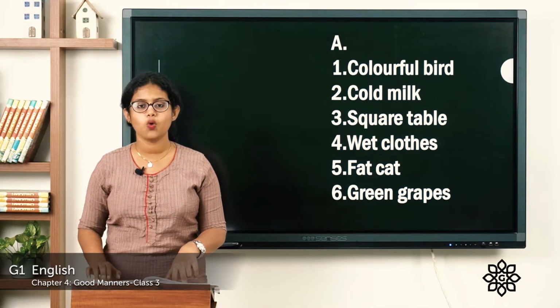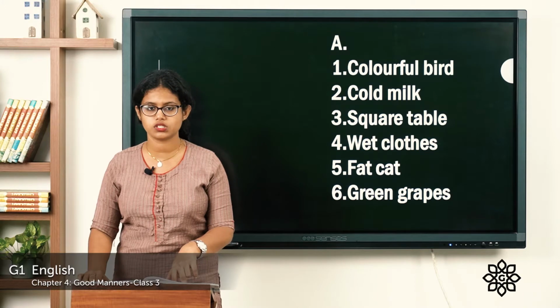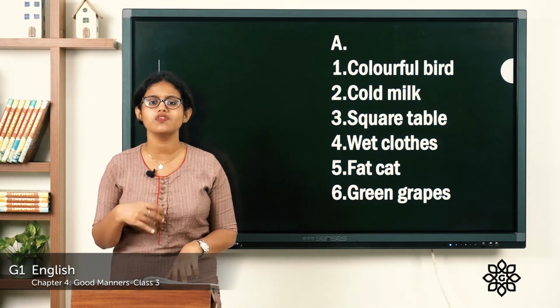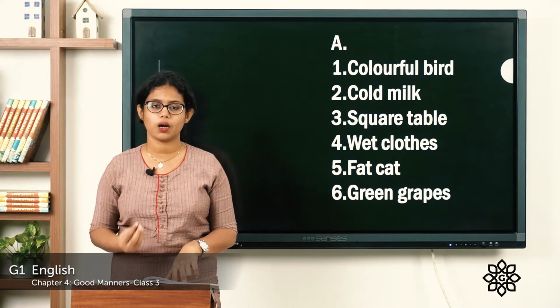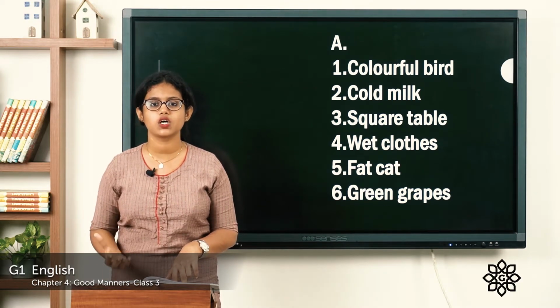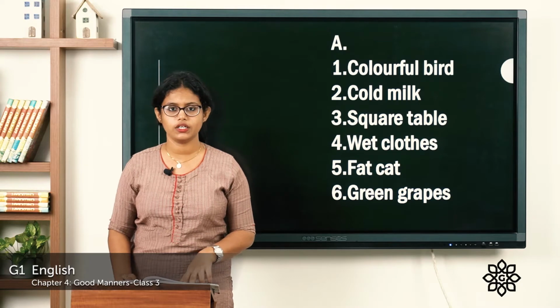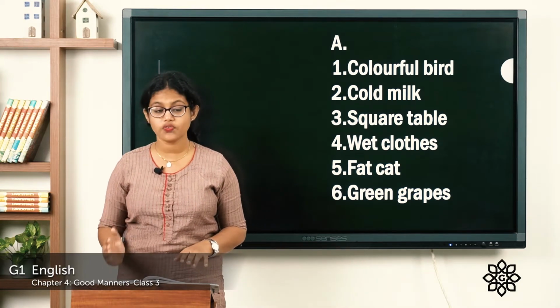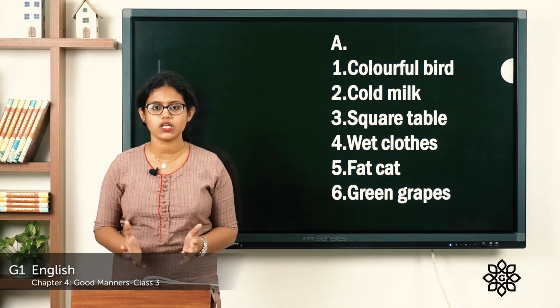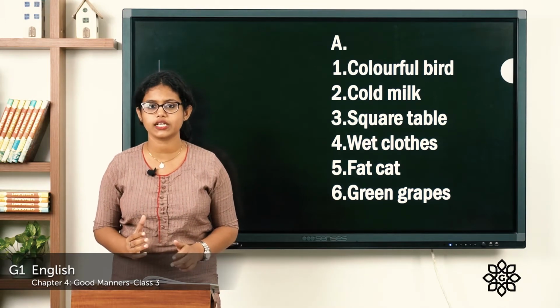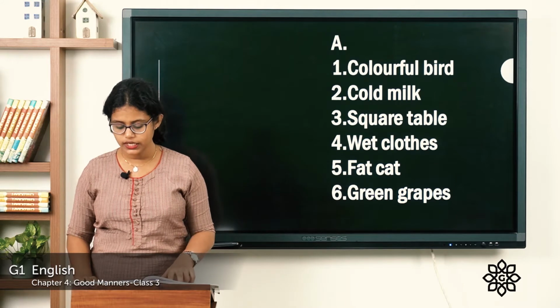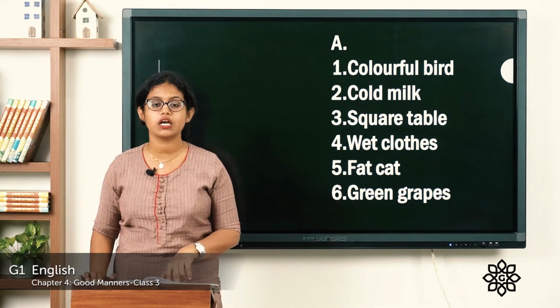Fourth one. Wet clothes, dry clothes. Wet clothes means full of water. And in the picture you can see the water drops coming. So they are wet clothes. Fifth one. Thin cat, fat cat. How does the cat look? Is it thin or is it fat? It is fat. So the correct option is fat. The next one. Black grapes, green grapes.